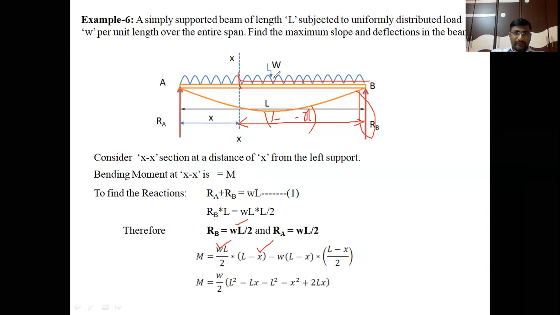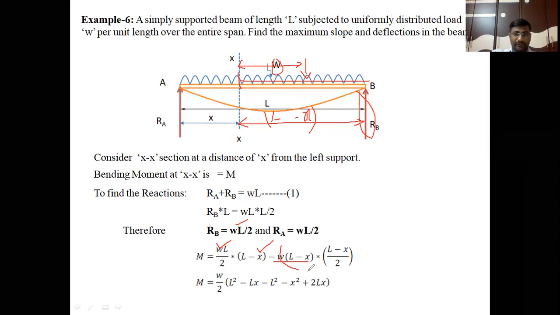Next, the moment developed by the load about XX. Moment developed by the load means W value is there per unit length. Total length is L minus X. So W into L minus X is the load acting on the right side, which is acting at a distance of half of the distance. This is half of this distance. So L minus X by 2. From the section to the load concentration point is L minus X by 2. So that's why I multiplied with L minus X by 2.